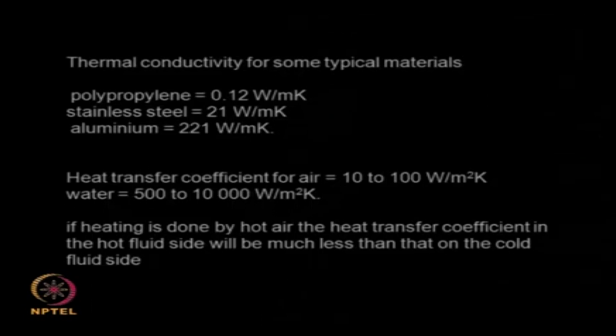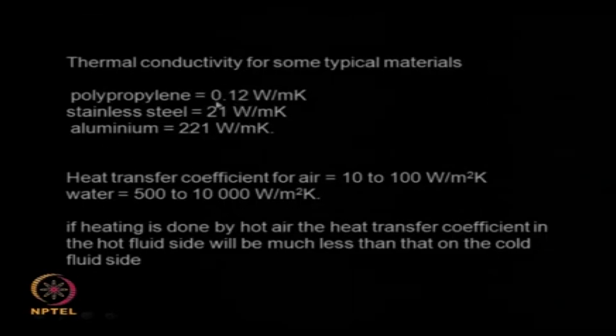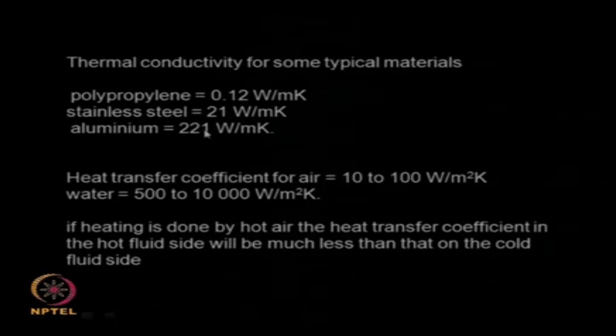So let us look at these thermal conductivities of some material. For example, if you take polypropylene, it is 0.12 watts per meter per Kelvin, whereas if you take stainless steel it is 21, that is a big jump. Stainless steel of course is a metal, so it has a very high thermal conductivity. If you take aluminium, it is again very high. So this is the best if you want to conduct, but then nobody uses this type of thing, and polypropylene is the worst because the heat conductivities are so low that it offers considerable resistance.